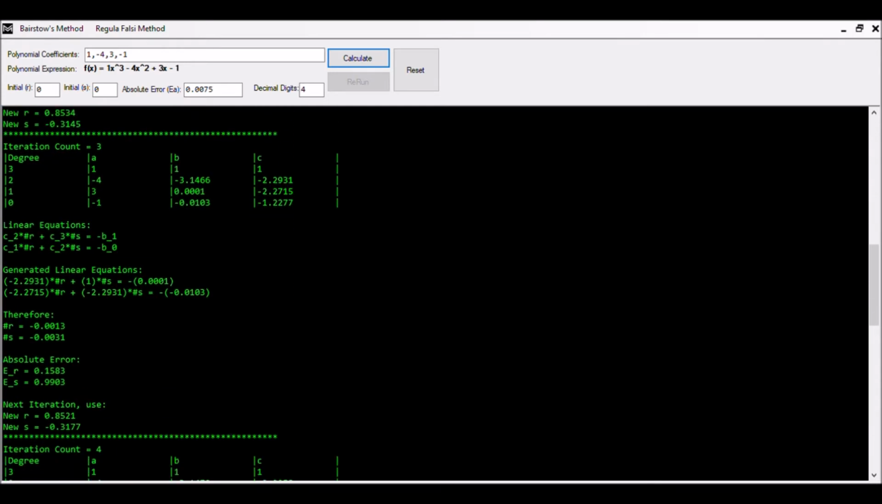In the third iteration, as you can see here, using synthetic division, we generate the linear equation of C2 times the change of R plus C3 times the change of S is equal to minus B1, and C1 times the change of R plus C2 times the change of S is equal to minus B0. Again we generated the linear equation of negative 2.2931 times the change of R plus 1 times the change of S is equal to minus 0.0001. We also have negative 2.2715 times the change of R plus negative 2.2931 times the change of S is equal to 0.0103. Therefore, the change of R is equal to negative 0.0013, and the change of S is equal to minus 0.0031.